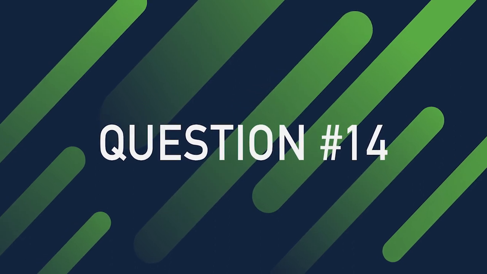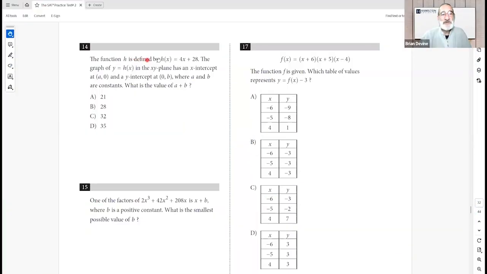Question 14. The function h is defined by h of x equals 4x plus 28. And the graph of y equals h of x has an x-intercept at (a, 0) and a y-intercept at (0, b), where a and b are constants. And I want to know what's the value of a plus b.